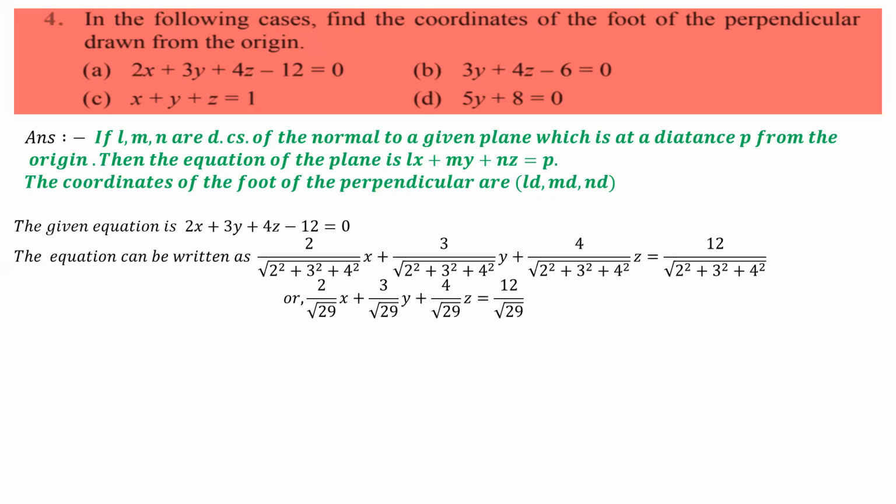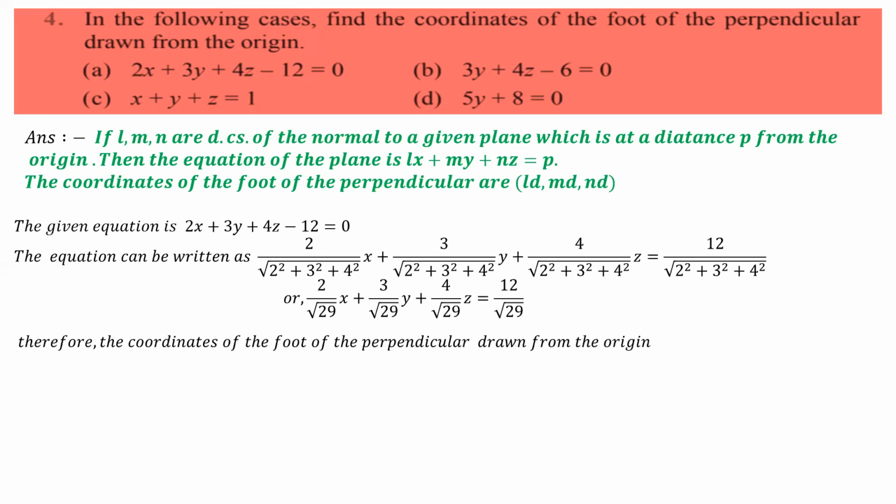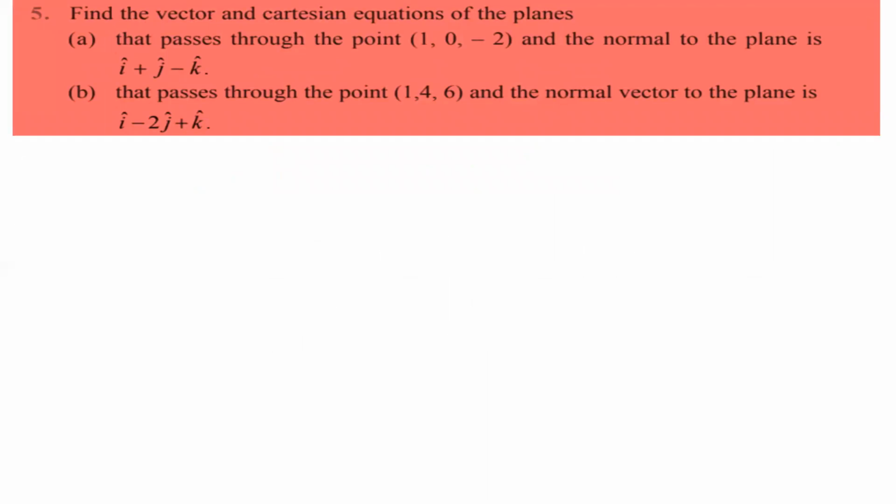Now this gives the direction cosines, so you can easily find the values of l, m, n and d. The coordinates of the foot of the perpendicular are given by 2 into 12, that is 24 by 29, 3 into 12, 36 by 29, and 4 into 12, 48 by 29. So this is the foot of the perpendicular. Now question numbers B, C and D are your homework. These three questions are homework. Next, question number 5. What is question number 5?